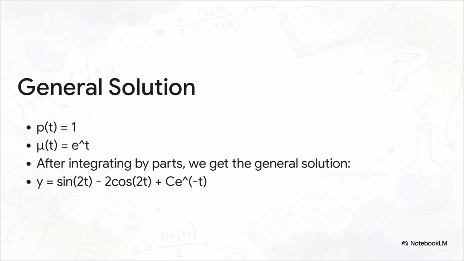Following our recipe, we can see p of t is just 1, which makes our integrating factor e to the t. When we multiply and integrate, that right side is going to require integration by parts, which is a key technique you'll definitely need for these more complex problems. After all that, we find our general solution. Now, this equation represents a whole family of curves. Our job is to find the one that goes through our specific point.